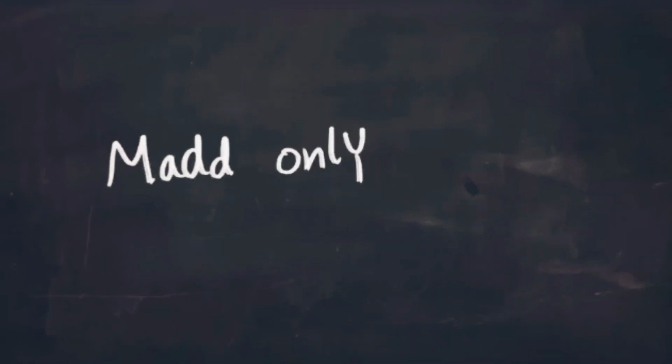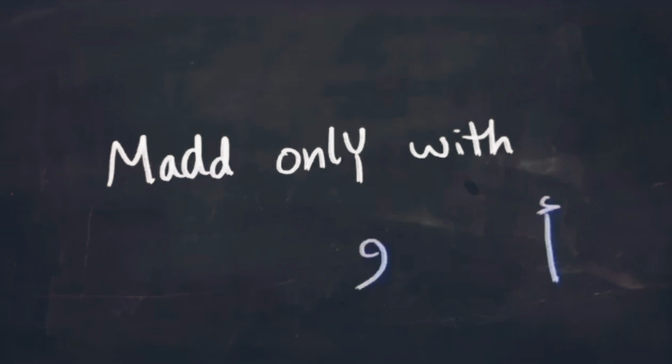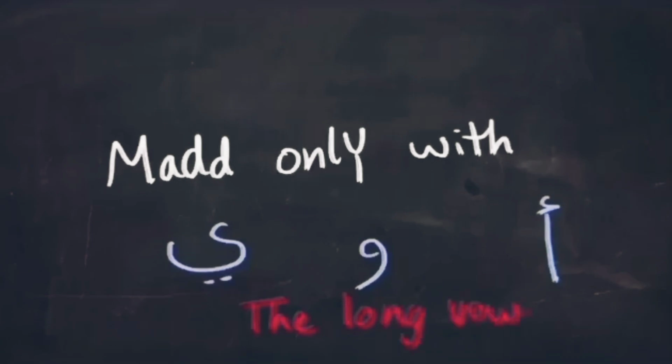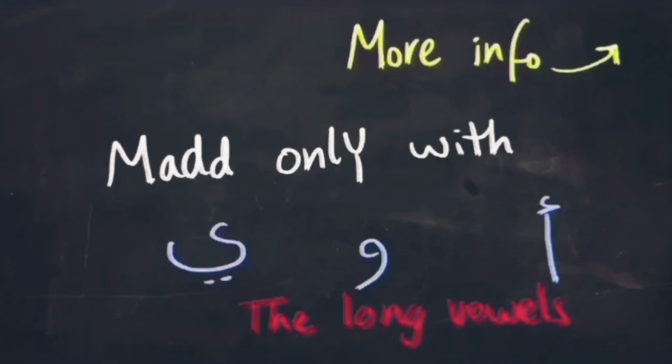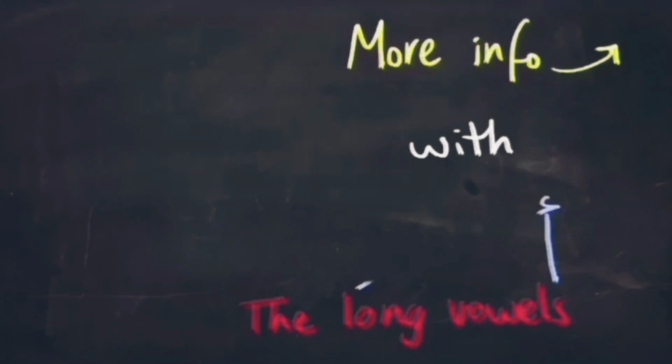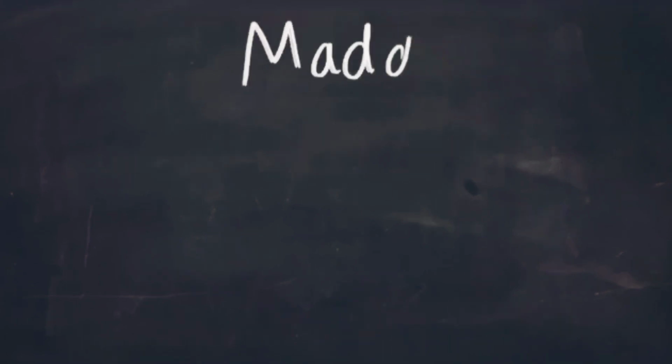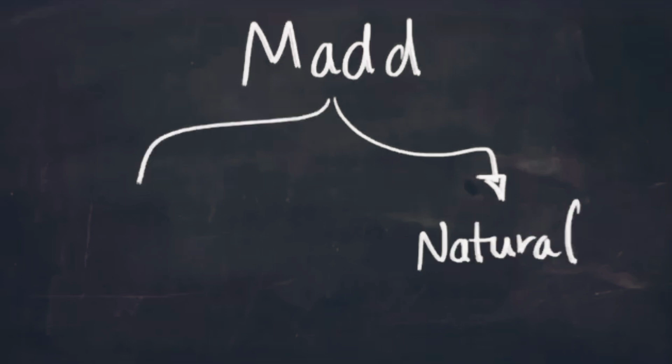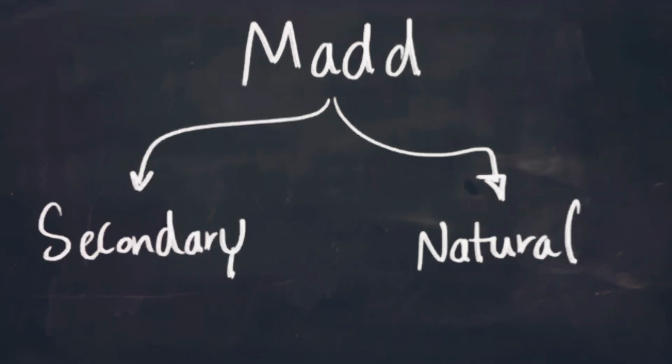Now let's get started. Basically, there are 3 letters that can be used with med, or they can be lengthened. They are alif, waw, and ya. These are the long vowels in Arabic. And if you want to get a little bit deeper about these 3 letters, check that video about the characteristics of long vowels. There are 2 main types of med, natural med and secondary med.